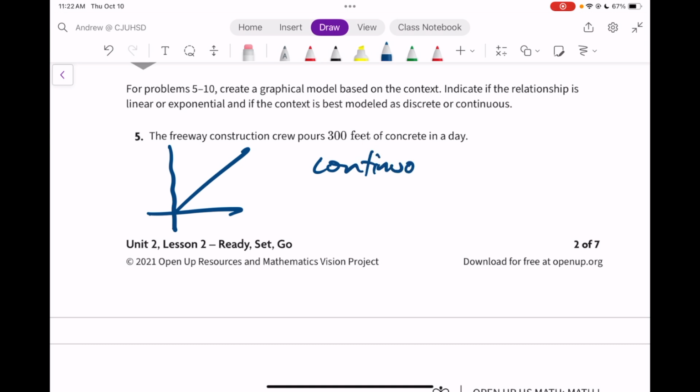Is it linear or exponential? Continuous. Yes, it is linear. It's going at the same rate all the time.